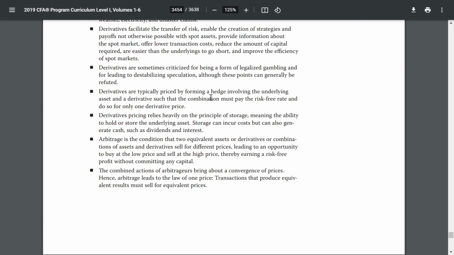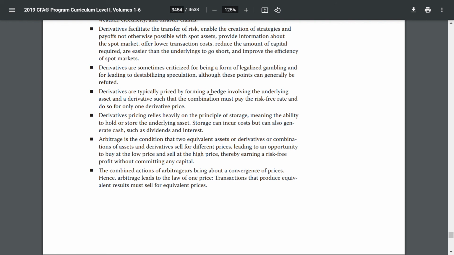Although these points can generally be refuted, derivatives are typically priced by forming a hedge involving the underlying asset and a derivative, such that the combination must pay the risk-free rate and do so for only one derivative price. Derivative pricing relies heavily on the principle of storage, meaning the ability to hold or store the underlying asset. Storage can incur costs, but can also generate cash, such as dividends and interest.